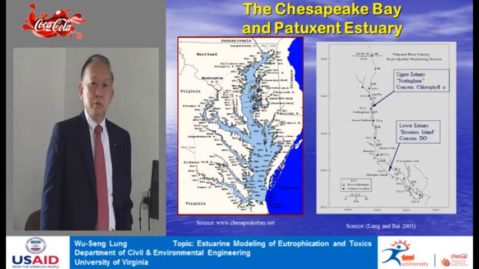Rappahannock River, York River, James River. James River coming up, Richmond, that's the state capital of Virginia. Going further up, that's where our university is, in Charlottesville, Virginia. All these dots are what we call monitoring stations.